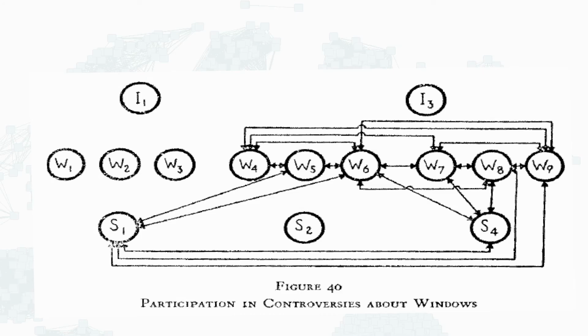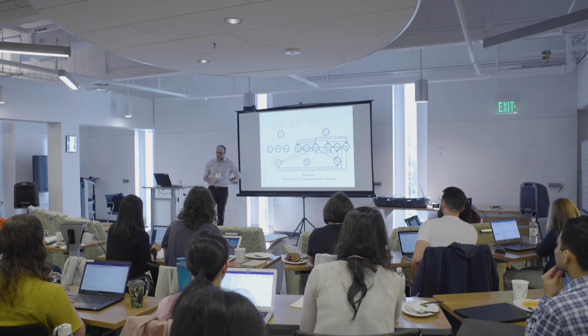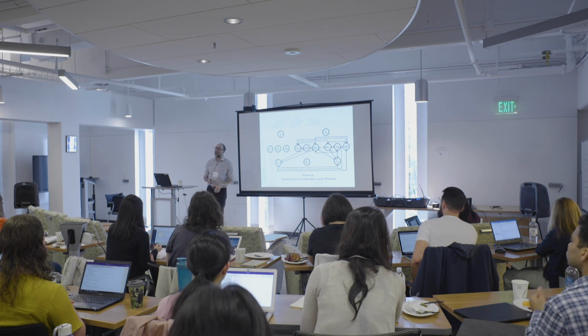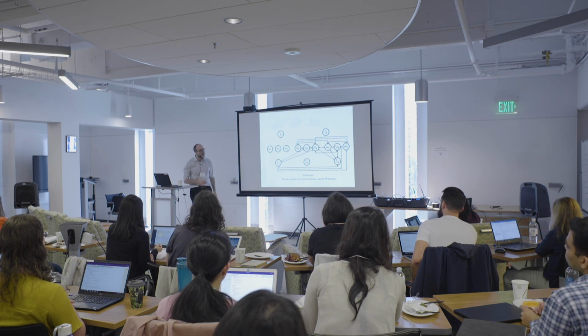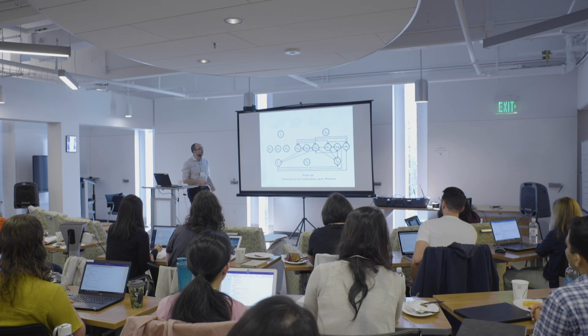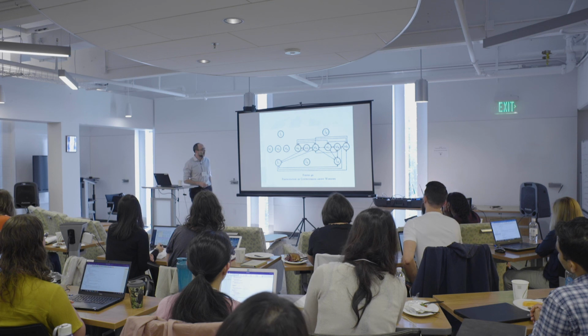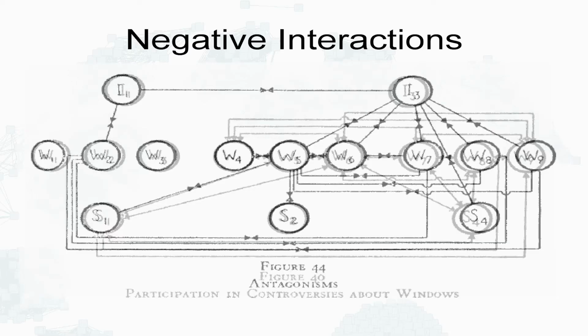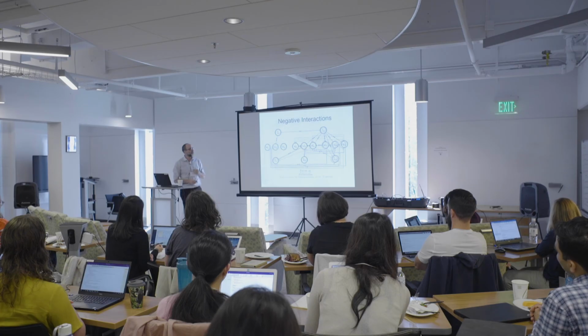Now there was the controversy of the windows. It's Chicago. Windows are very controversial, especially in the 1930s, right? It gets hot in that factory. It gets cold in that factory. How do you deal with the windows, right? So who participated in this controversy? You can see the interactions there. And you can see how this layers on with antagonisms, right?